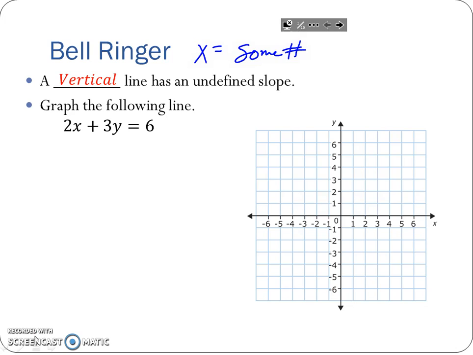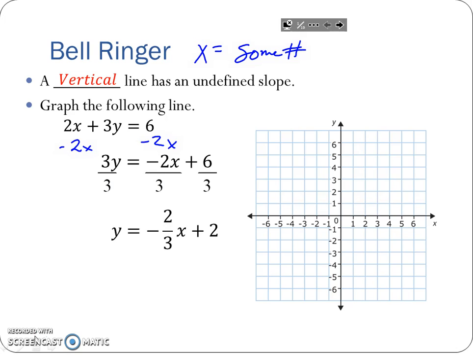Next thing, it says that we need to graph 2x plus 3y equals 6. Remember, we need to get that in slope-intercept form first. So to do that, I've got to get y by itself. We will move the 2x over to the other side. Then I will divide everything by 3. And I get y equals negative 2/3 x plus 2. So we've got a y-intercept of 2. My slope is negative 2/3.